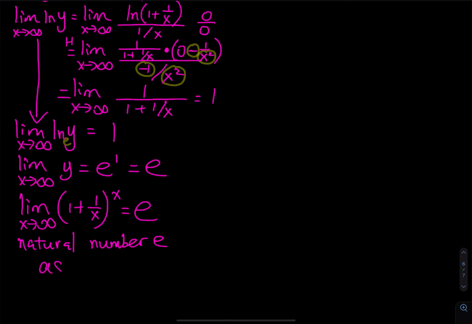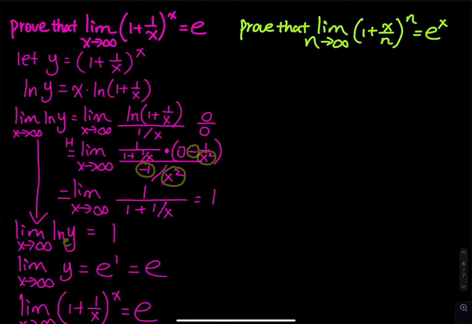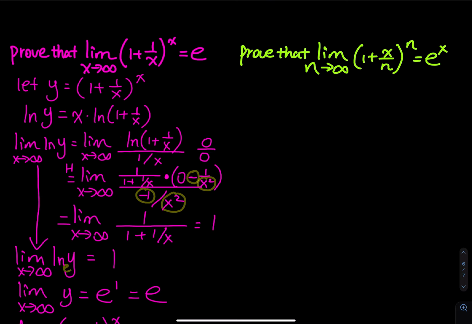All right, the first proof is done. Let's move on to the next proof. The next proof, we have a similar function. This one, the base has an n in it, so we let n go to infinity. So n is the variable. The base has a variable n, and the exponent also has a variable n.